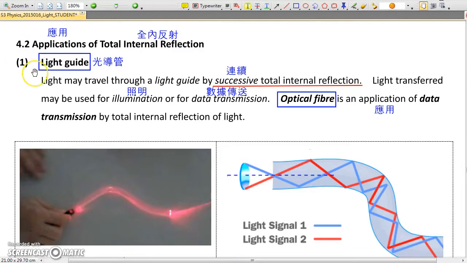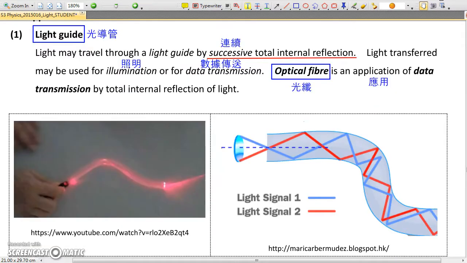1. Light pipe. Light travels by successive total internal reflection inside a light pipe, so that it may be used for illumination or data transmission, such as optical fiber. When light carrying signal travels through optical fiber by successive total internal reflections.